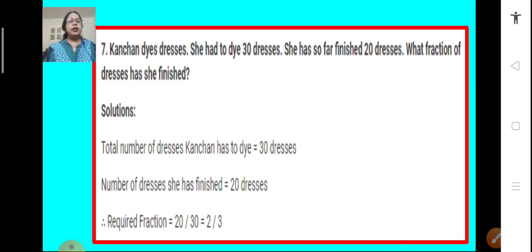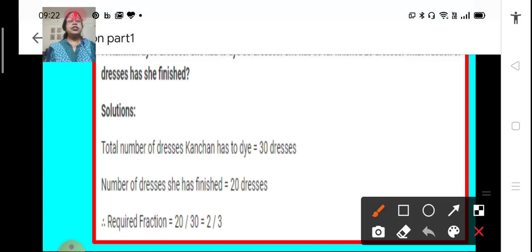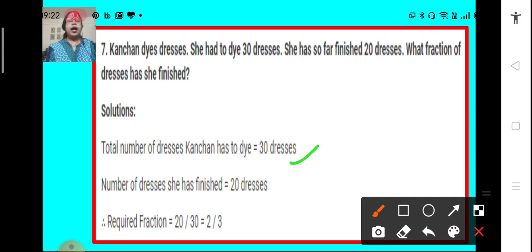We have solved the problem here. The total number of dresses Kanchan has to dye is 30 and the number of dresses she has finished is 20. So what is the fraction that she has finished? It is 20 out of 30. So it can be taken as 20 upon 30 or 2 upon 3. 20 upon 30. Okay, and we can cut the 2 zeros and it can be written as 2/3.